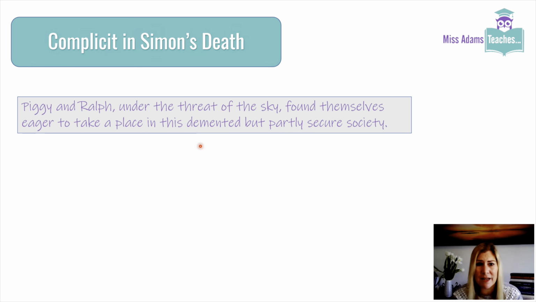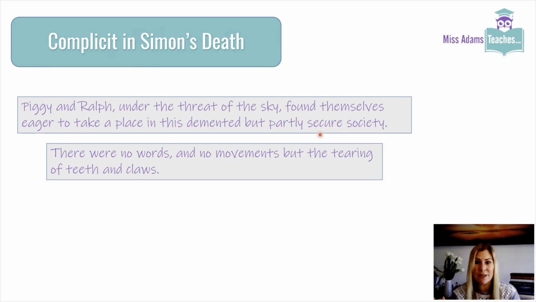So they recognise the fact that it is unstable and savage and doesn't have reason or rationality. But the fact is it's partly secure. So they're looking for comfort, which is obviously ironic because then they murder their friend. And how do they murder their friend? In the most brutal act of violence, where there were no words and no movements, but the tearing of teeth and claws. Golding makes the boys, Piggy and Ralph included, the beast in this moment. There's such irony in them mistaking Simon for the beast, but then becoming the beast themselves. Again, reminding us that, as Simon said, maybe there is a beast, maybe it's in us.